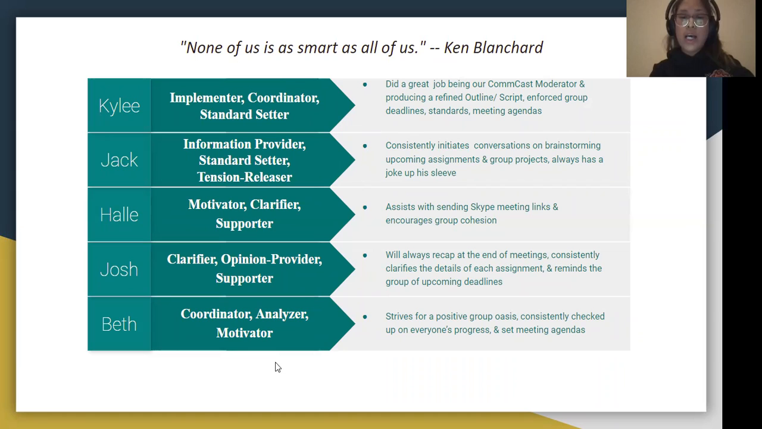For me, I strive for a positive group oasis, consistently checked up on everyone's progress and set meeting agendas. Kind of like what was discussed earlier, we all have different backgrounds, and I just have a background where I was a manager for 5 years, so it was just in my nature because silence kind of scares me a bit. But yeah, none of us is as smart as all of us. We are all pieces to a puzzle, and a lot of these assignments took all of us, not just some.